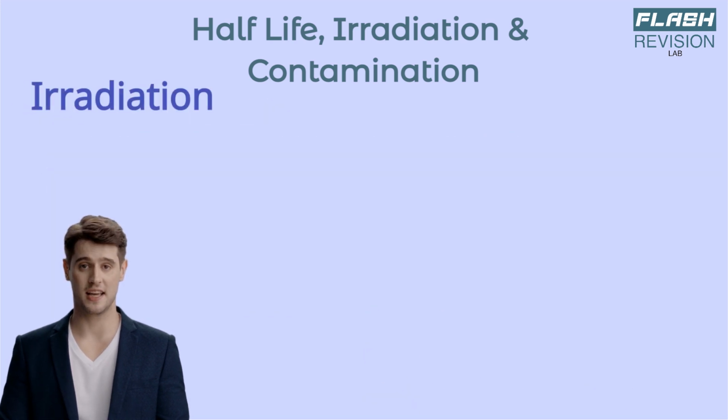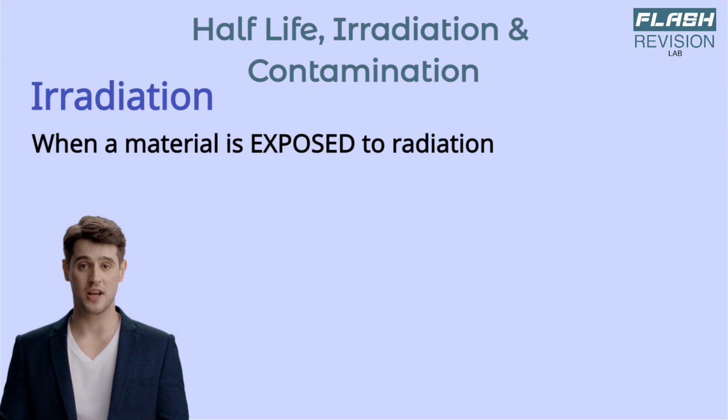Irradiation, on the other hand, is the process of exposing a material to alpha, beta, or gamma radiation. When something is irradiated, it's exposed to radiation, but it doesn't become radioactive itself. The danger in irradiation comes from the radiation emitted outside the object. This radiation can mutate DNA in cells and even cause cancer.